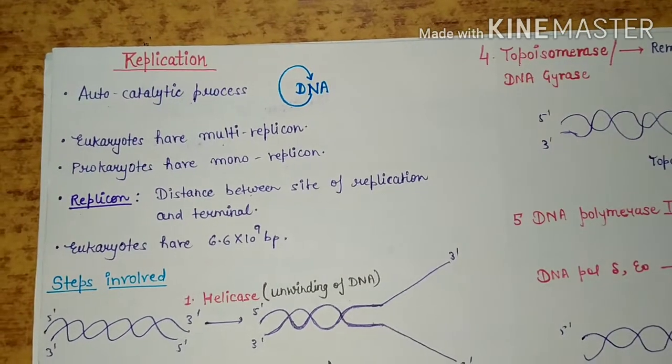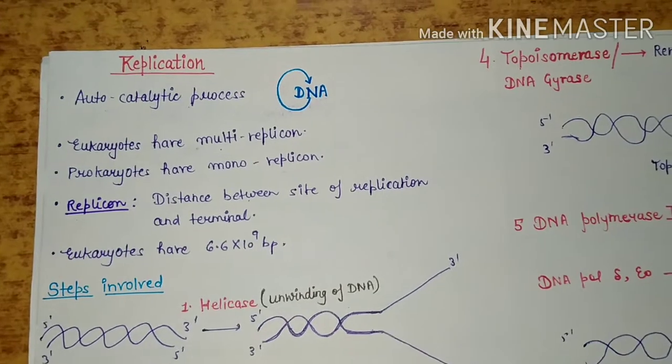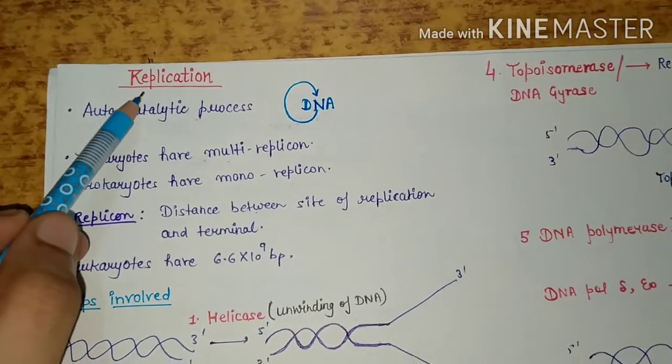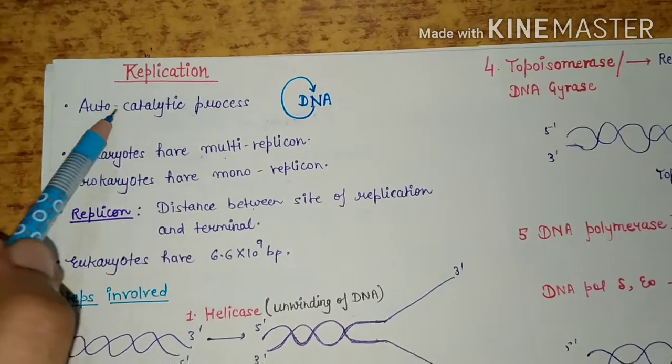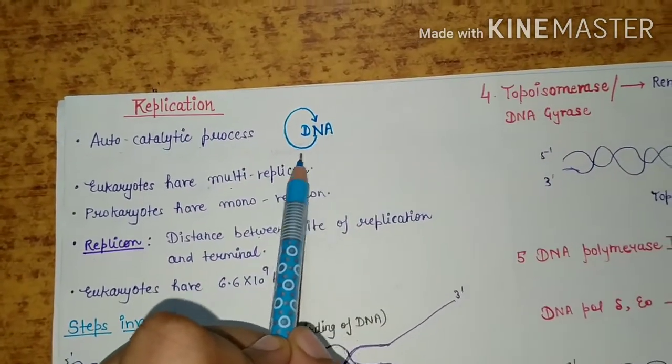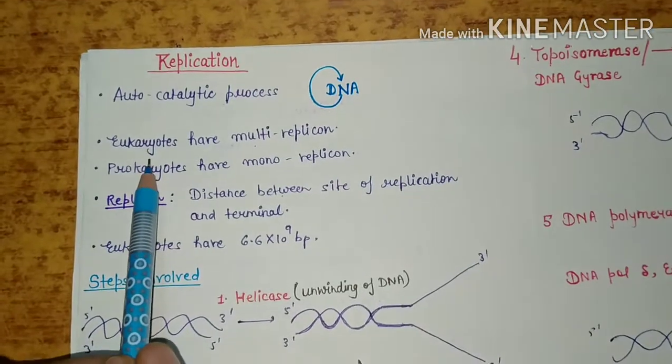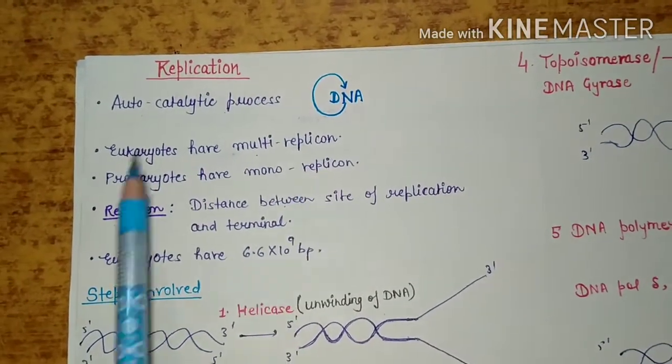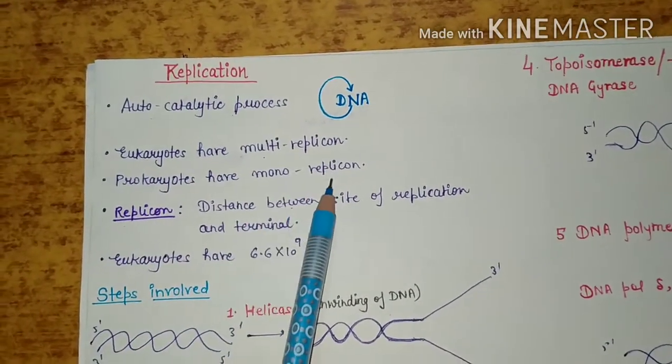Hello दोस्तों, today we will learn about the replication process. Replication process is an autocatalytic process. It means the formation of DNA from DNA. Eukaryotes have multi-replicon and the prokaryotes have monoreplicon.